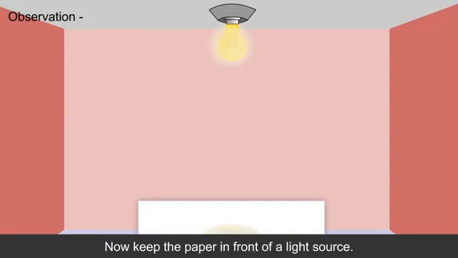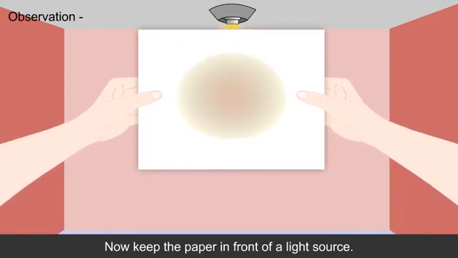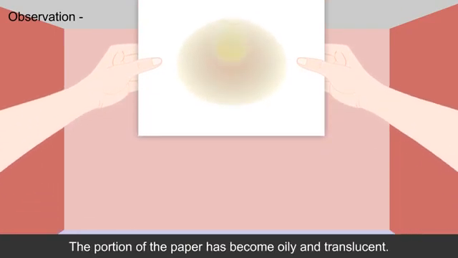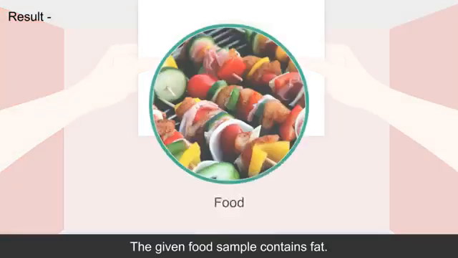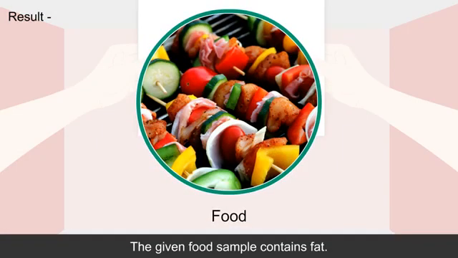Observation: now keep the paper in front of a light source. The portion of the paper has become oily and translucent. Result: the given food sample contains fat.